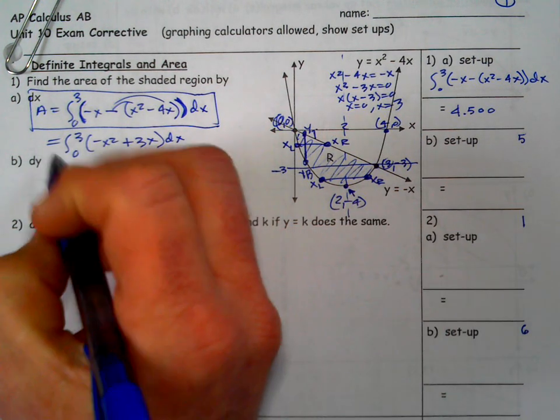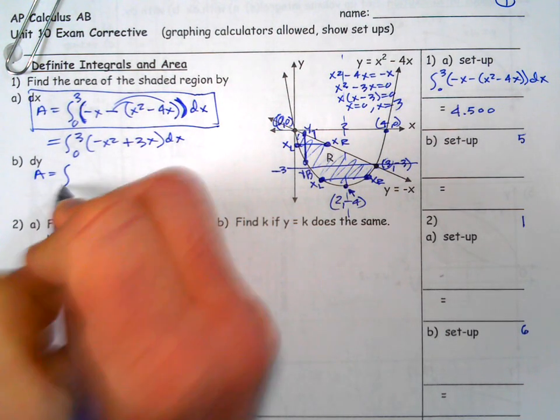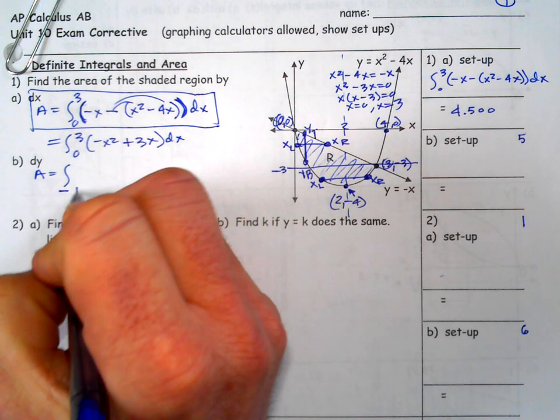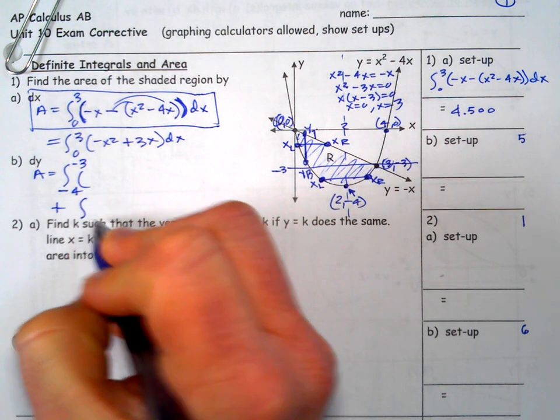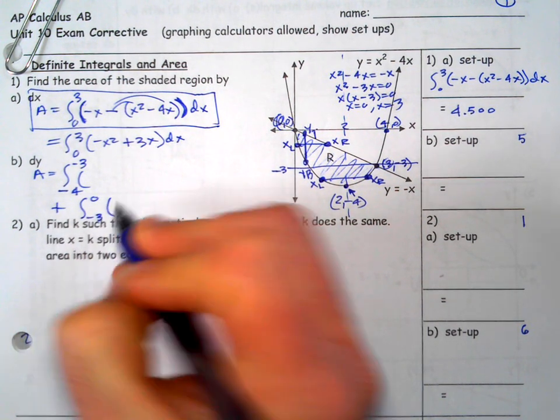So we're going to have to do one integral where we go from negative 4 to negative 3. And then we're going to have to do another integral from negative 3 to 0.